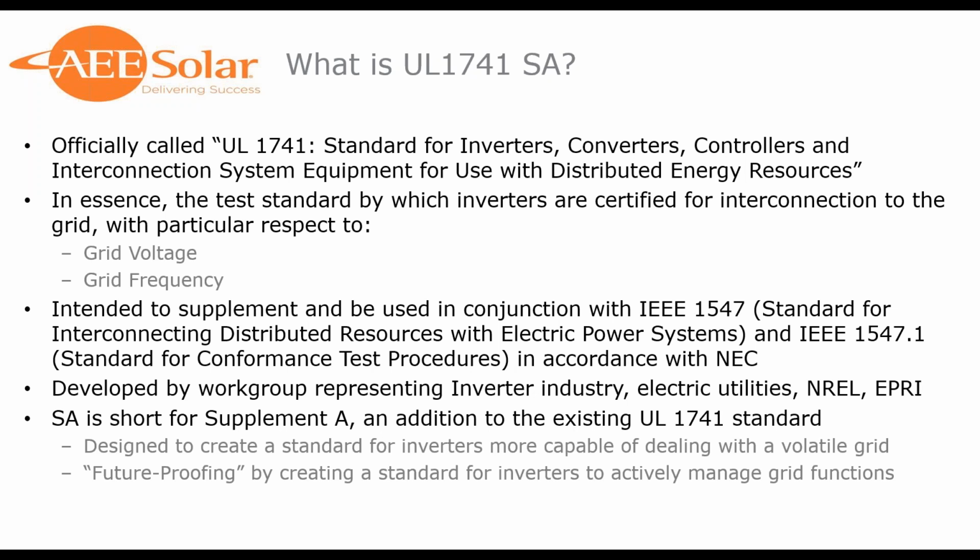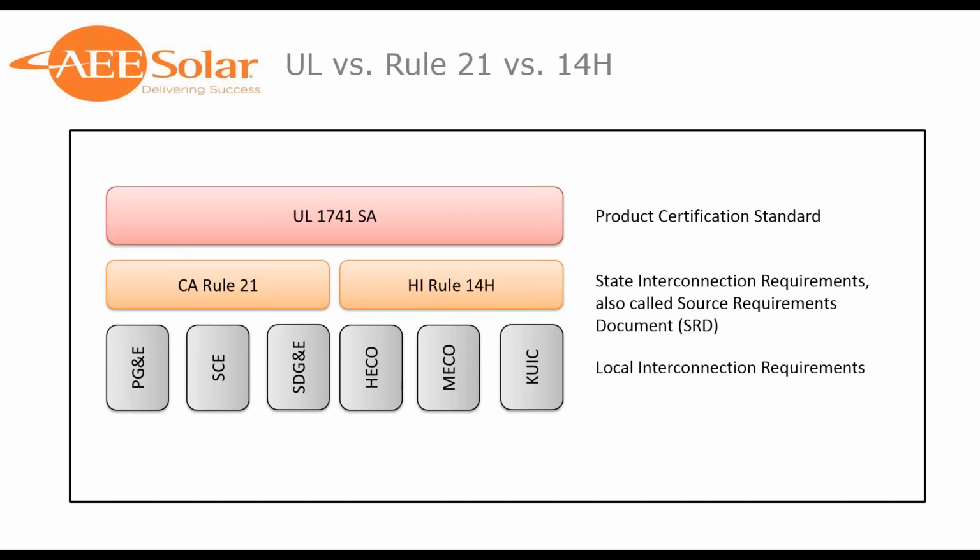How does UL and Rule 21 and Rule 14H, how do all of these things fit together? So, essentially what you see is there's a national product certification standard, which is UL 1741. This is a set of standards that every approved product has to be able to meet in some form or fashion. These are, generally speaking, standards that say the product has to be able to do this, and this at a bare minimum.